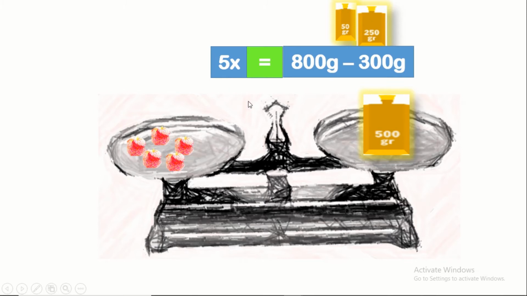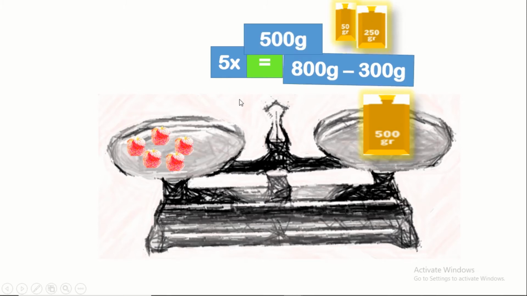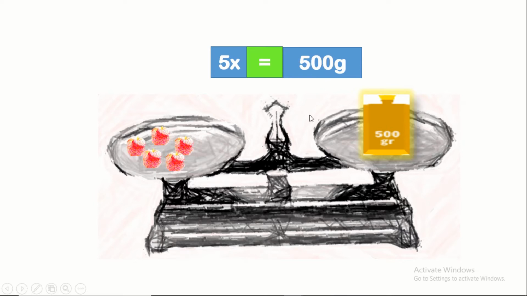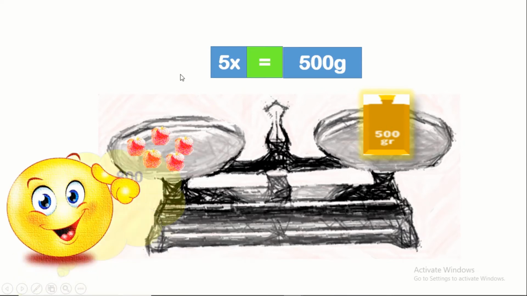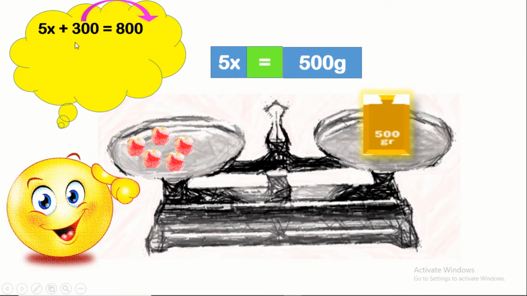So we can say that the masses of the 5 apples is equal to 500 gram, which is 800 gram minus 300 gram. Well, how to solve mathematically? In order to keep on the equation, we should remove the 300 from the second side as we have removed them from the first side. Or we can say we will move plus 300 to the other side. We reverse its sign, which is a plus, it will become minus.